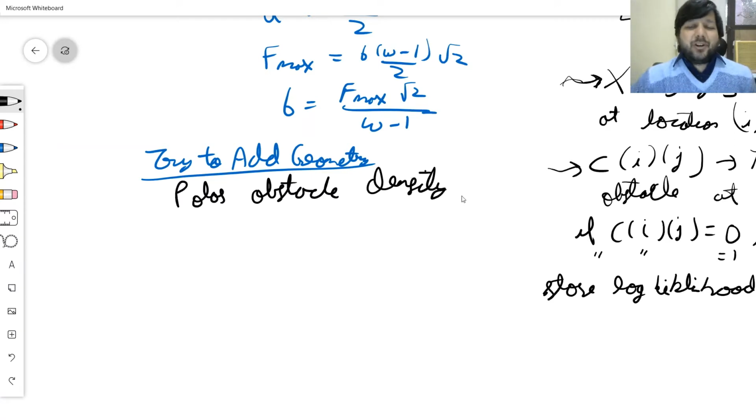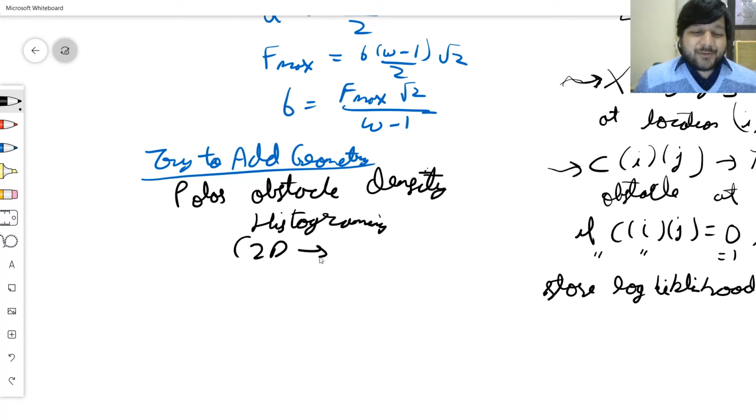And when I say polar obstacle density, I mean to say that the data is in 2D. I'm bad at 2D as it's already known, so I'll try to convert this into something which is one-dimensional. And the best way to convert any dimensional quantity into one-dimensional is by doing a histogramming. So here the histogramming converts 2D to 1D.